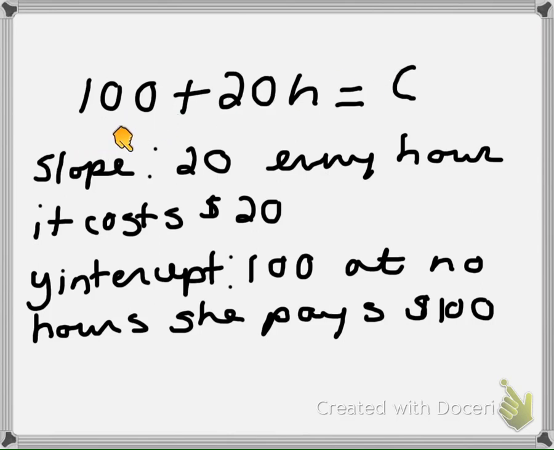So for slope, I wrote $20 every hour, because you have to tell me what it means in terms of the situation. Every hour it costs $20 for the photographer to be there taking pictures. And the y-intercept is the 100. Notice there's no variable by it. And that 100 means that at no hours she pays $100. It's like a deposit for the guide, the startup cost.